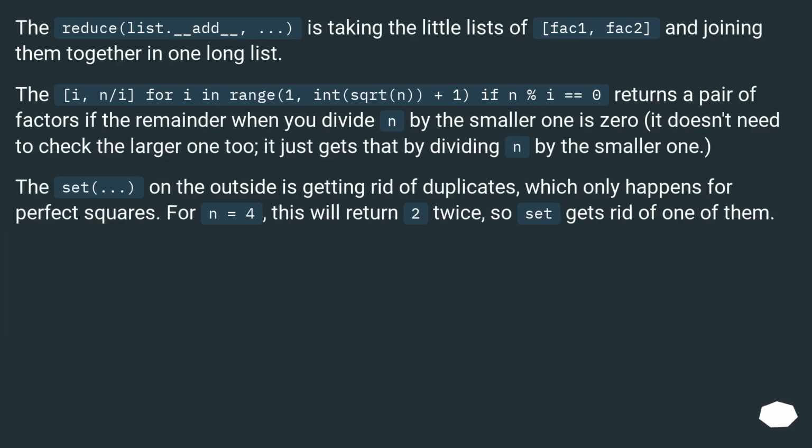The reduce, with list addition, is taking the little lists of fact1, fact2, and joining them together in one long list. The for i in range(1, int(sqrt(n)) + 1) if n % i == 0 returns a pair of factors if the remainder when you divide n by the smaller one is 0. It doesn't need to check the larger one too, it just gets it by dividing n by the smaller one. The set on the outside is getting rid of duplicates, which only happens for perfect squares. For n equals 4, this will return 2 twice, so set gets rid of one of them.